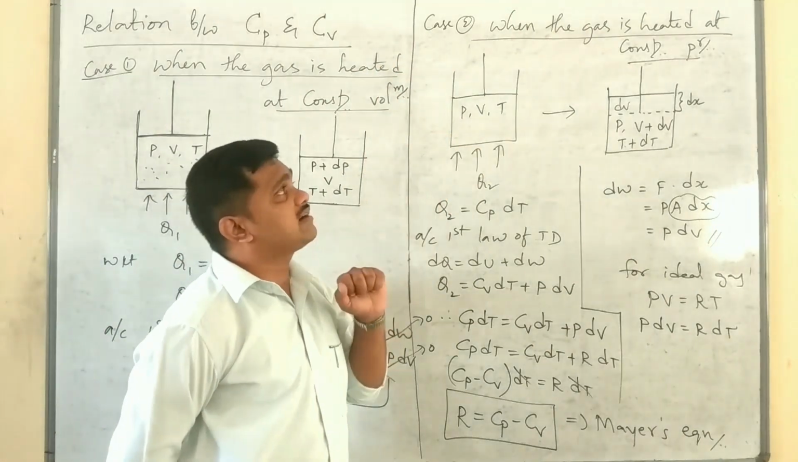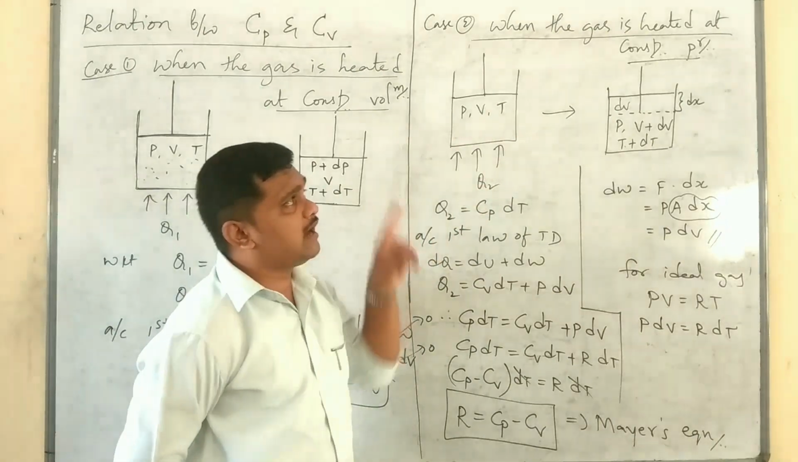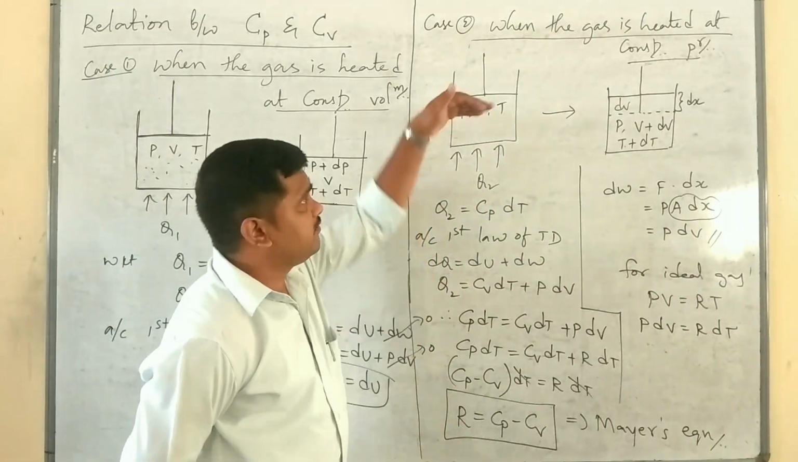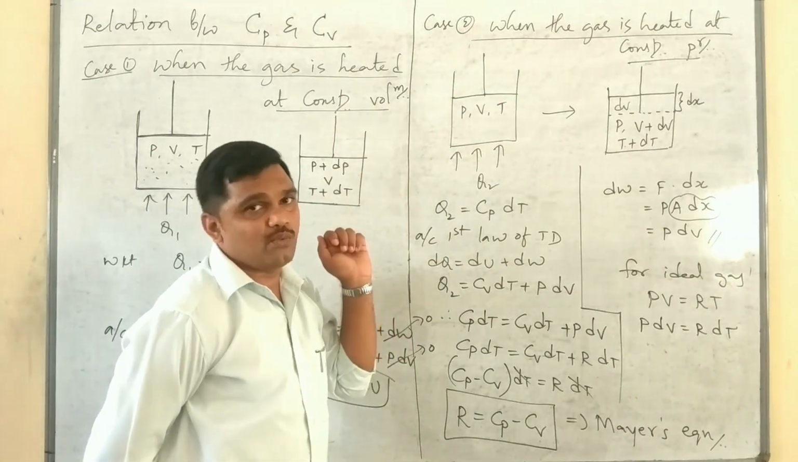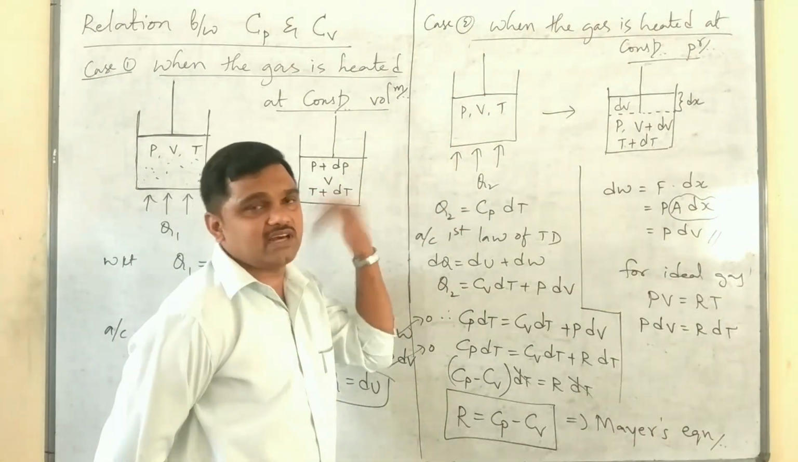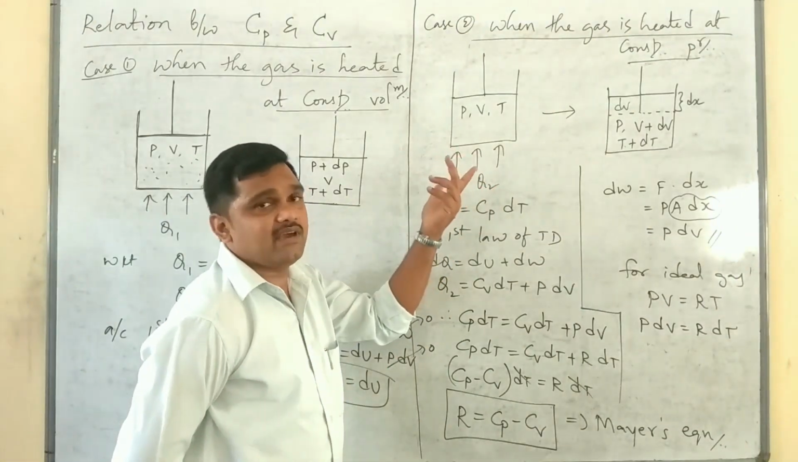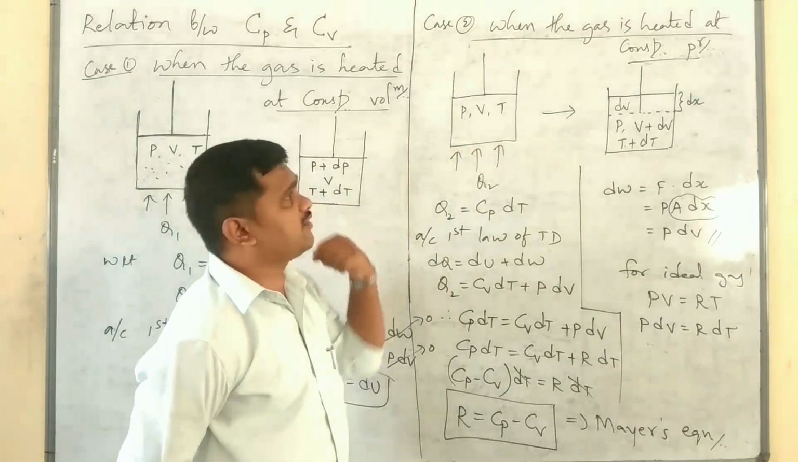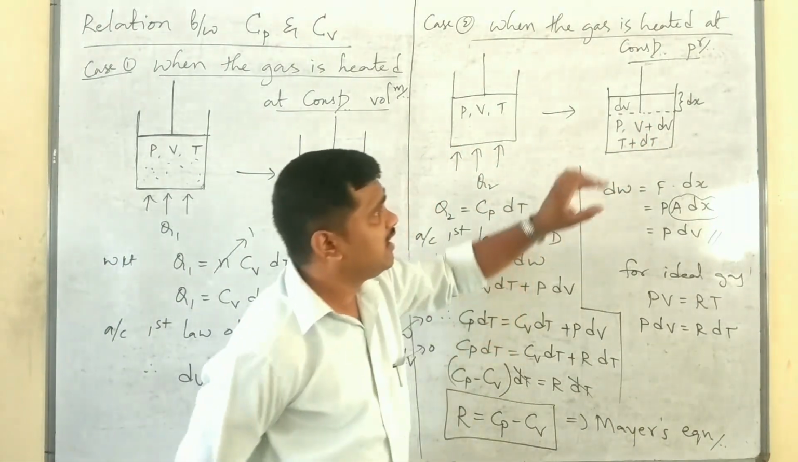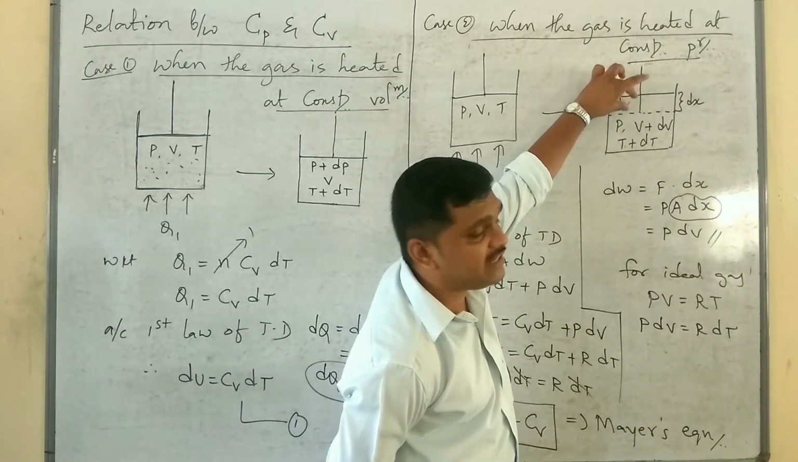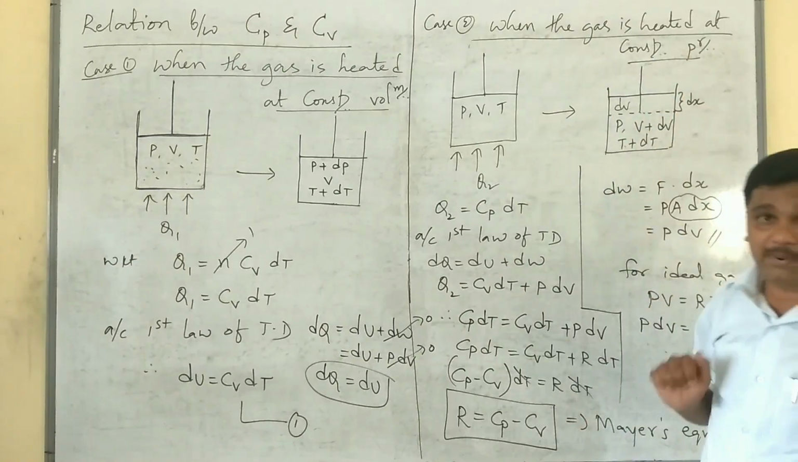In the case 2, I have heated the gas by keeping the pressure constant. When we keep the pressure constant, there is a possibility of change in volume as the temperature changes. Let Q2 be the amount of heat energy we have supplied. Due to that heat energy, the volume will change by dV, and the piston will move up.